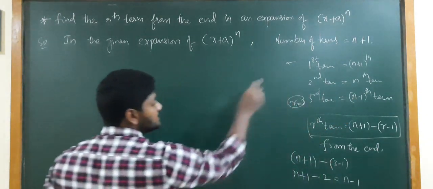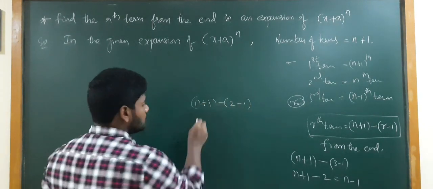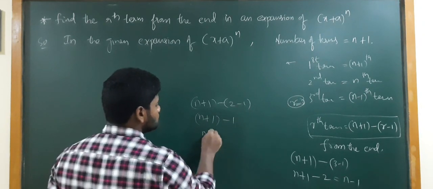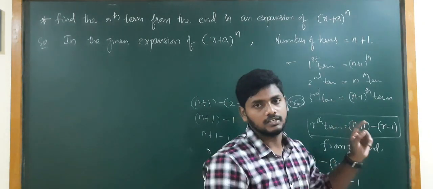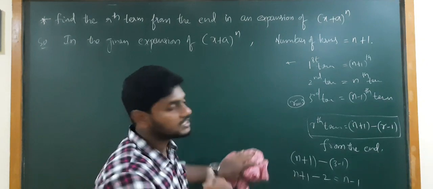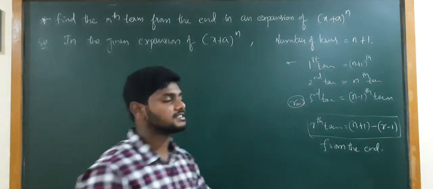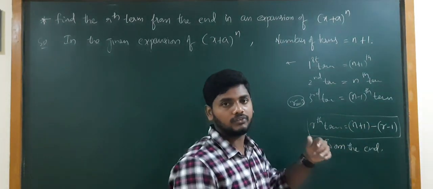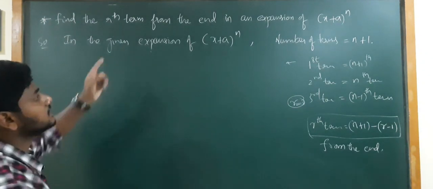Next, to find the second term, n plus 1 minus (2 minus 1). So 2 minus 1 is 1, and n plus 1 minus 1 is n. So that is the second one. That means you need to remember this formula to find the rth term from the end. The formula is n plus 1 minus (r minus 1). Here r represents the term we need to find from the last. Right? By using that we can find the rth term here.